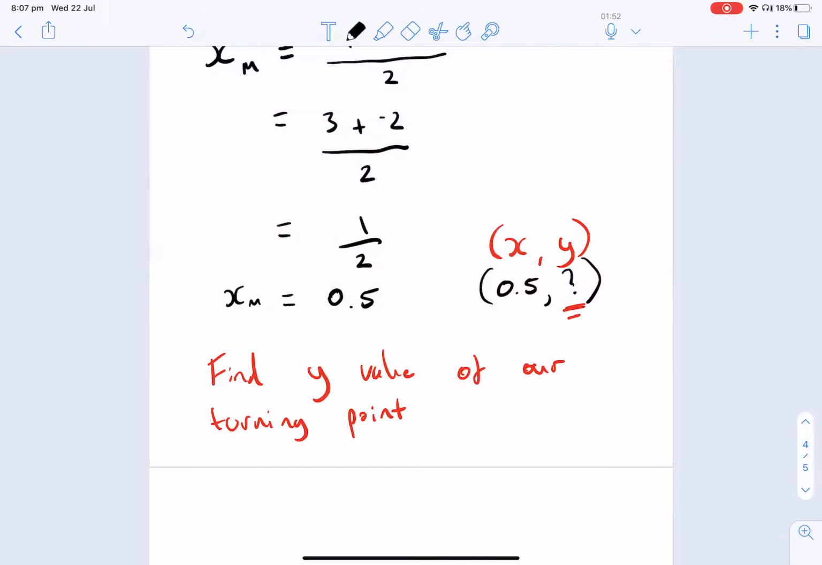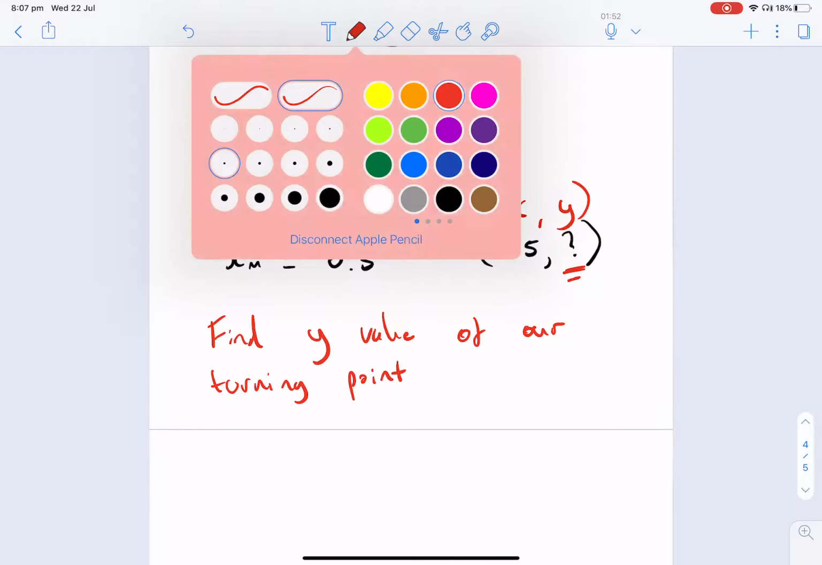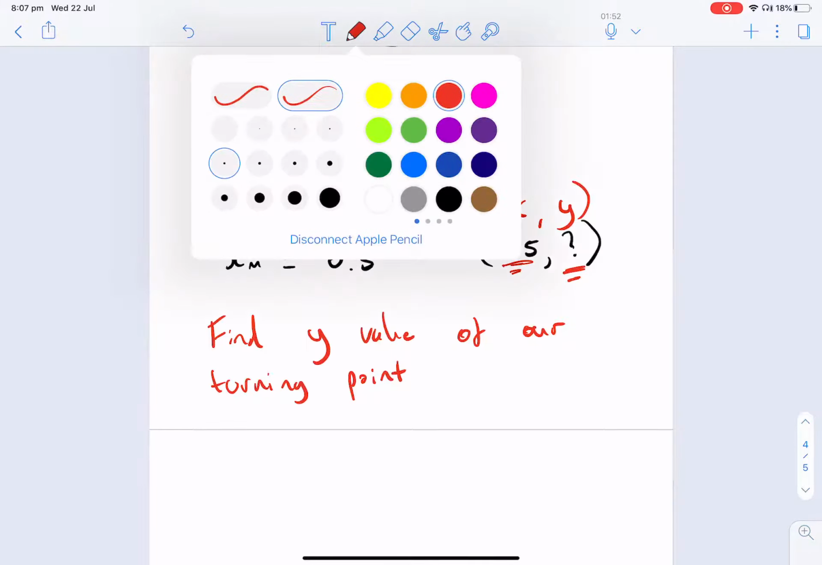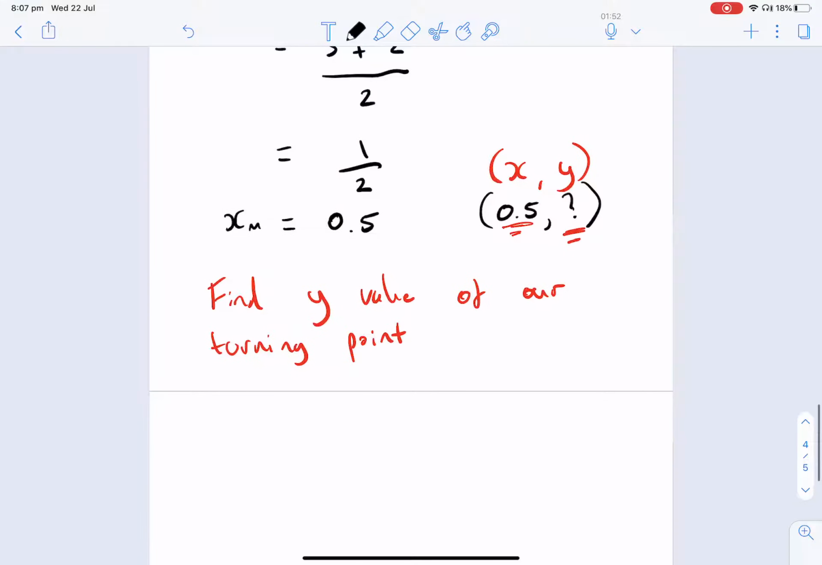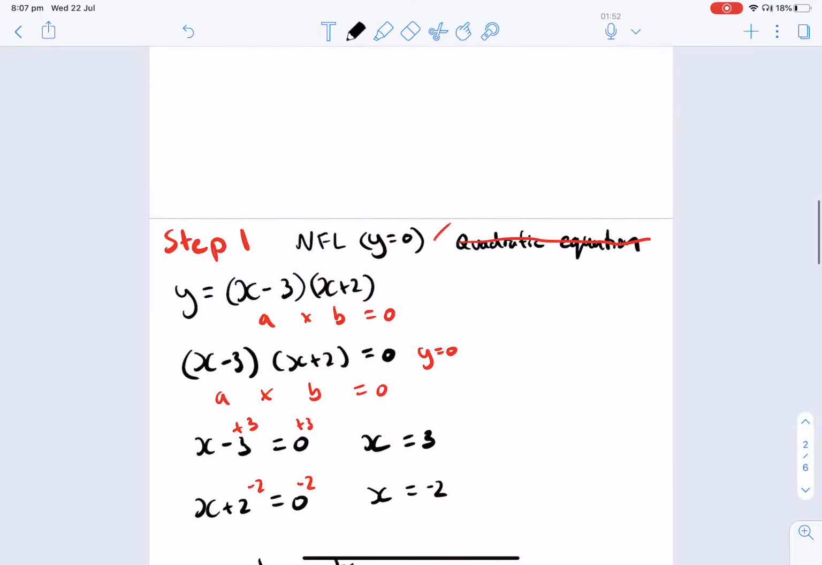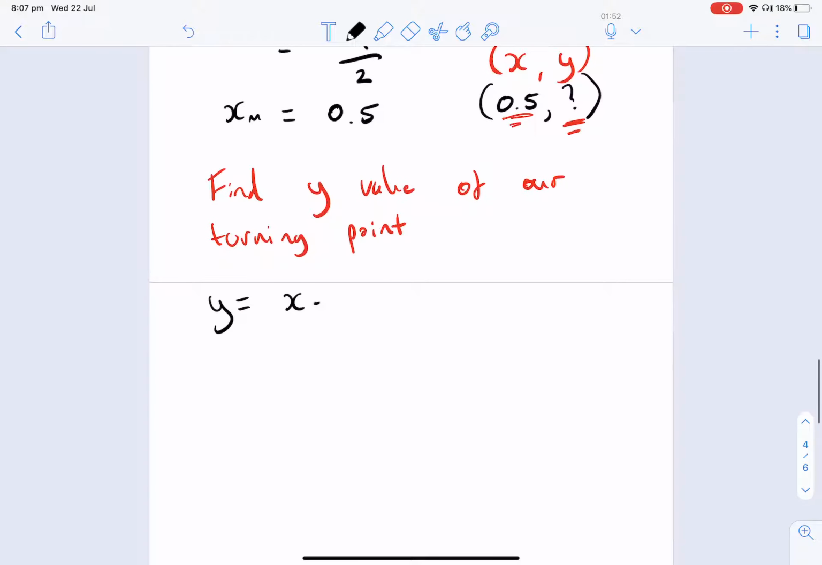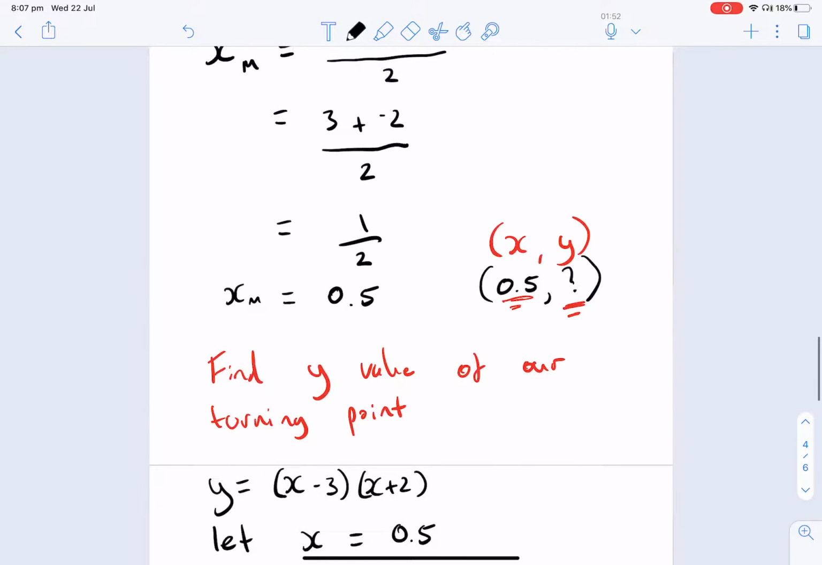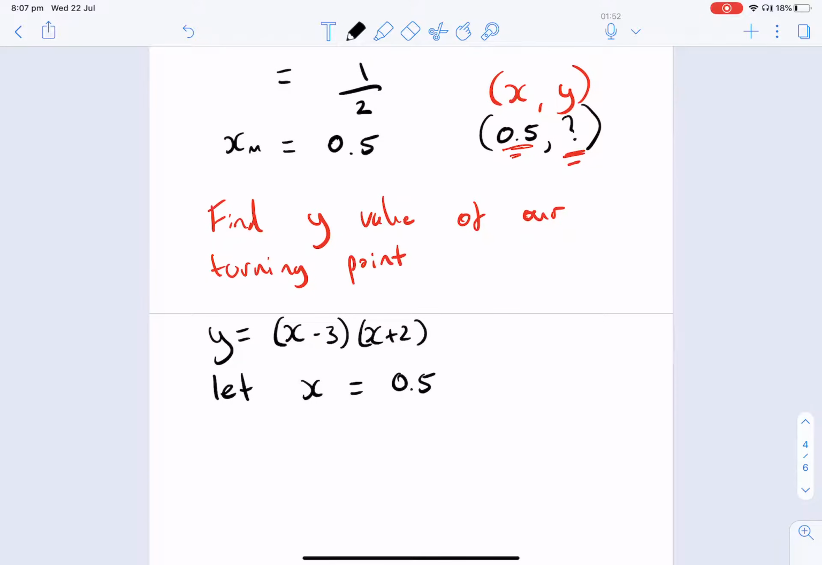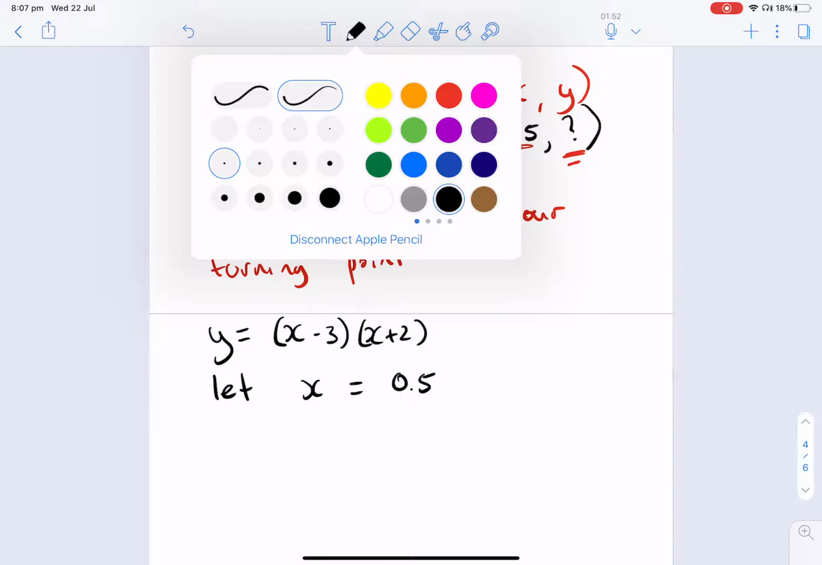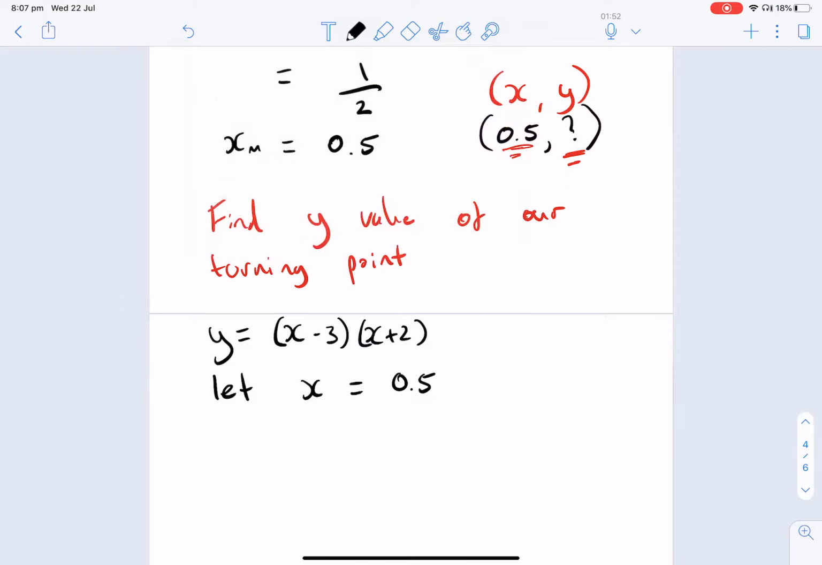To do that, we just sub in our new x value that we found of 0.5 into our equation, because this is going to tell us what the y value is, remember? So y equals x minus 3, x plus 2. So we're going to let x equal 0.5, because we found that from this turning point formula. And we want to know what y equals when x equals 0.5.